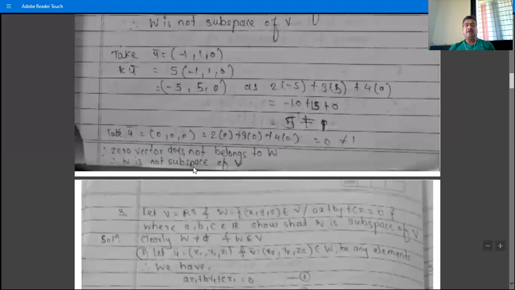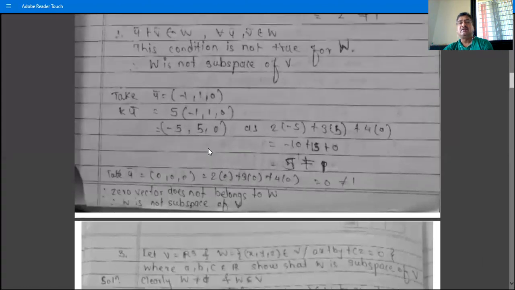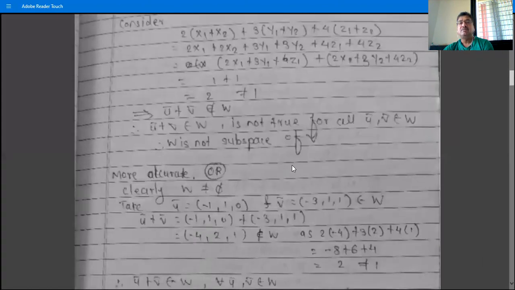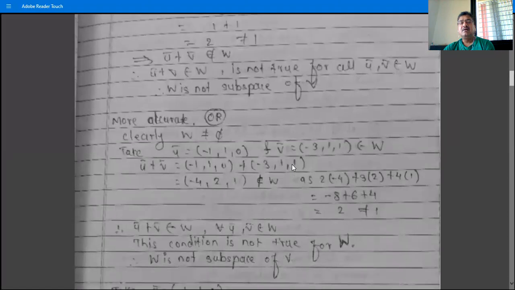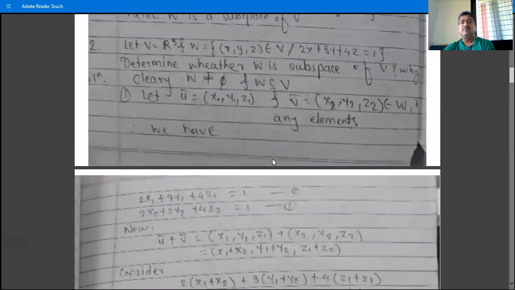Because we know that W is a subspace of V if W is itself a vector space, that is, if W satisfies the 10 properties. This is property number A3, so the zero vector must exist in W. But the zero vector does not belong to W. And so we can give the answer to the problem here.